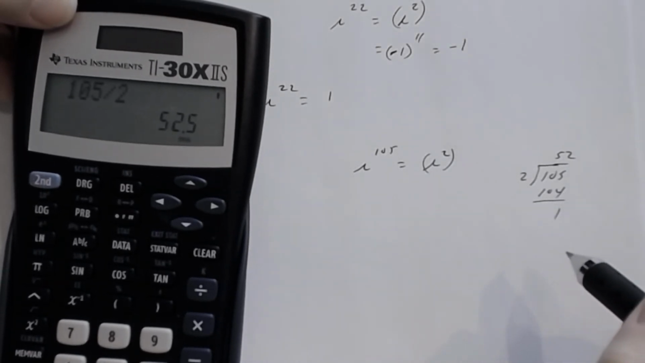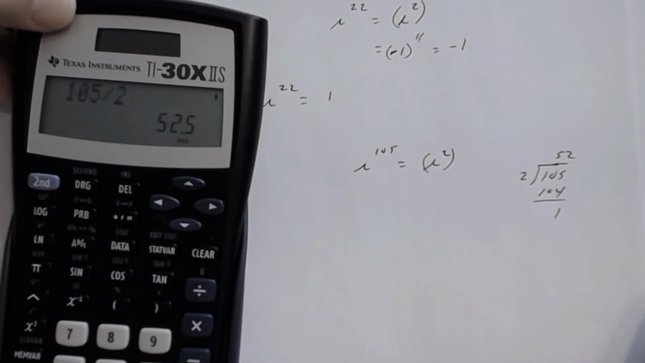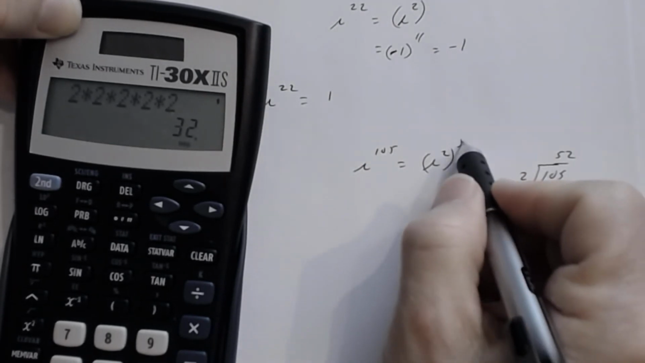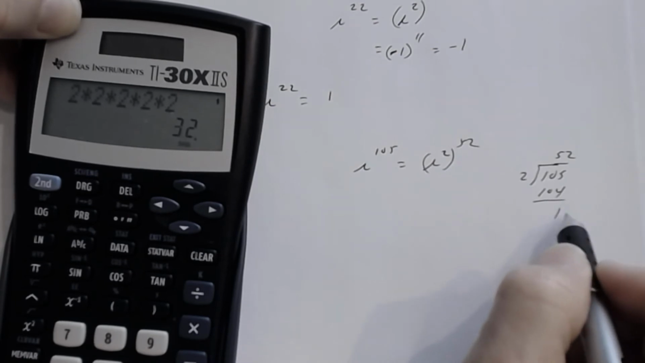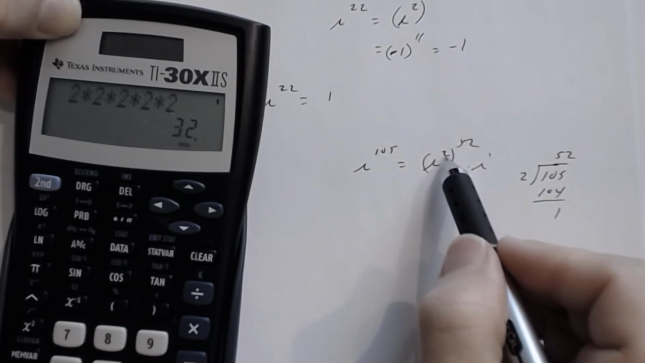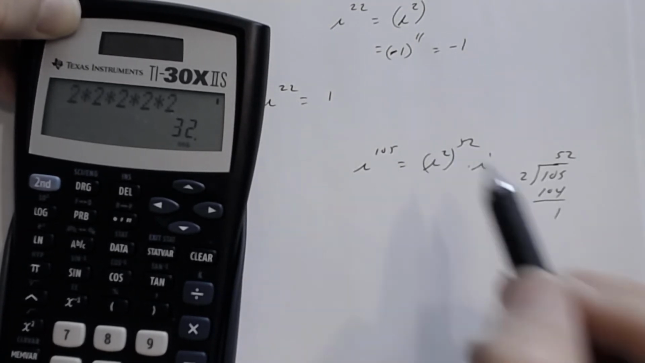So then I'm going to rewrite this. All right, so I'm going to rewrite this as I squared raised to the 52nd power times, and remember, you got a remainder 1, so you need that I there, I to the first. And I always check. So 2 times 52 is 104, correct? And 104 plus 1 is 105.